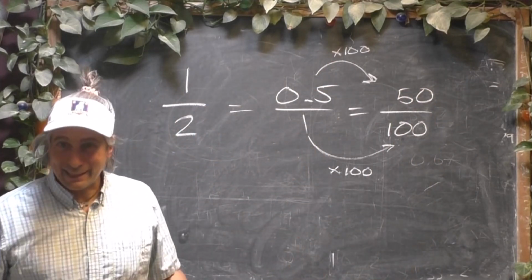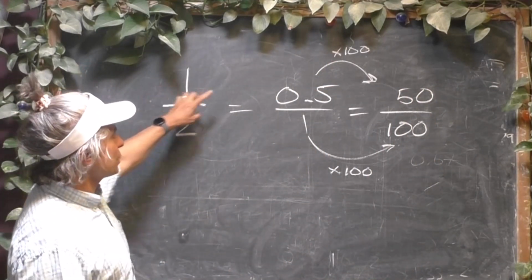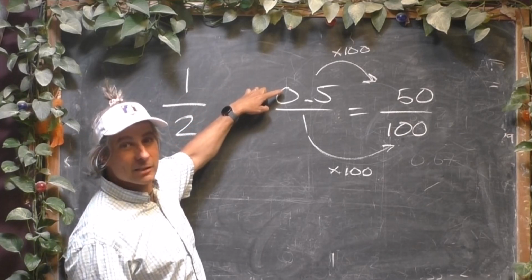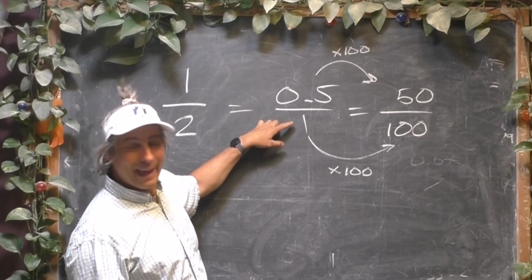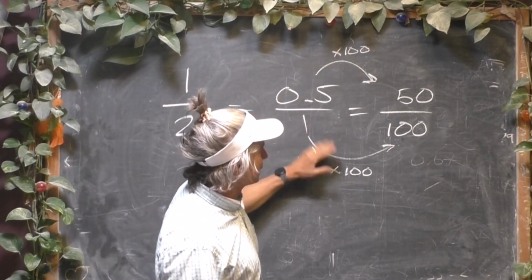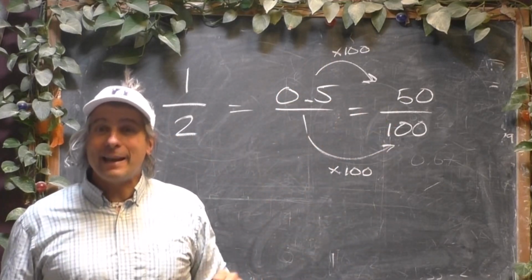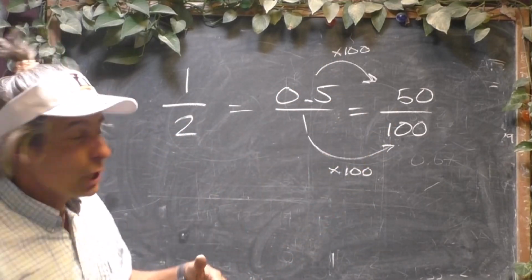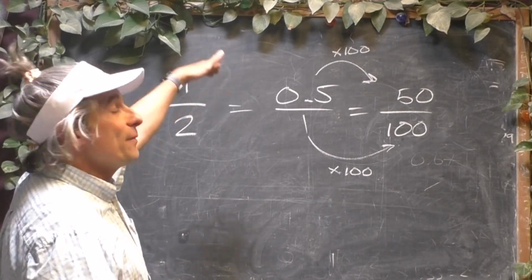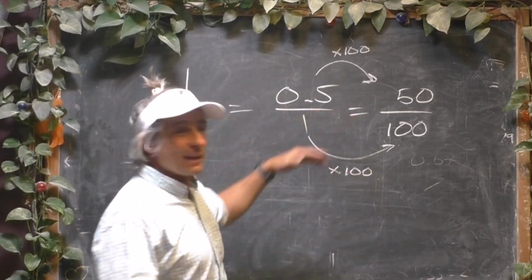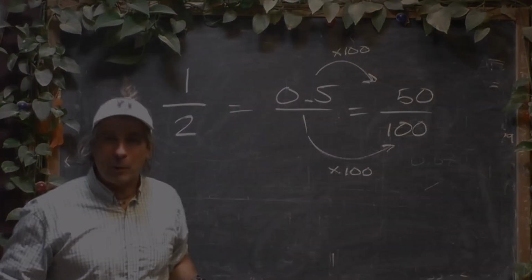Boom, that's it. If you can convert the fraction to a decimal, that decimal is over 1. And then you just use the times 100, times 100, to get it as a percentage. So 1/2 equals 0.5 over 1, which equals 50 over 100. Let's take a look at some more. Let's revisit our other buddy, 3/4. Now, what is 3 divided by 4?